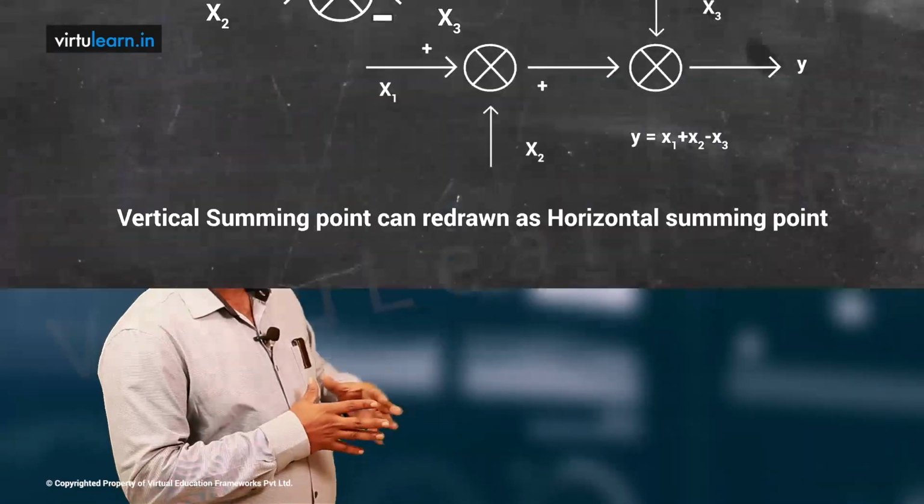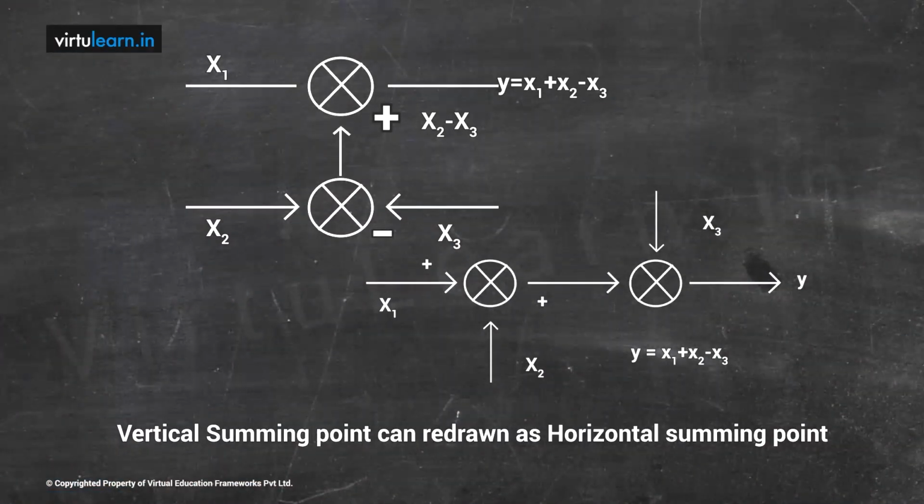In this figure it is clear there is a single summing point, but 3 inputs are there, x1, x2, x3, and output is y. What will be the y? It is x1 plus x2 and x3, because x3 we are taking the negative value, therefore x1 plus x2 minus x3 is the y. So this element is called the summing point, which is very useful in block diagram representation.